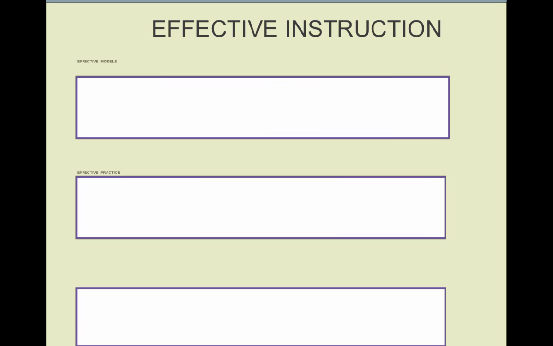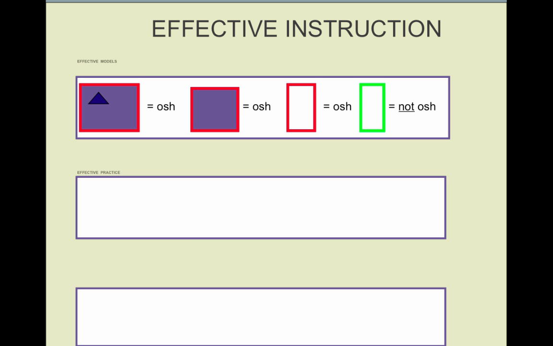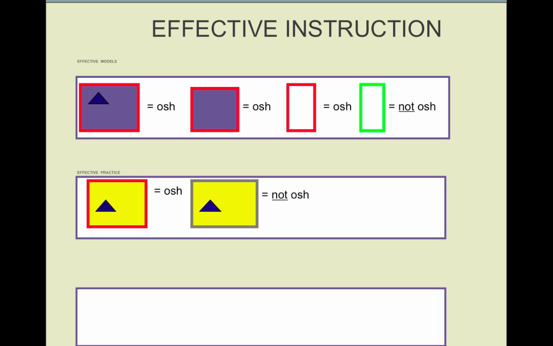So let's try this again. Here are some more examples. This is OSH. Here is OSH. This is also OSH. And this is not OSH. Okay, now you try it again. Is this OSH? Yes, this is OSH. How about this one? This is not OSH. And this one? Yes, this is OSH. So do you know what OSH is now? Most of you probably do.